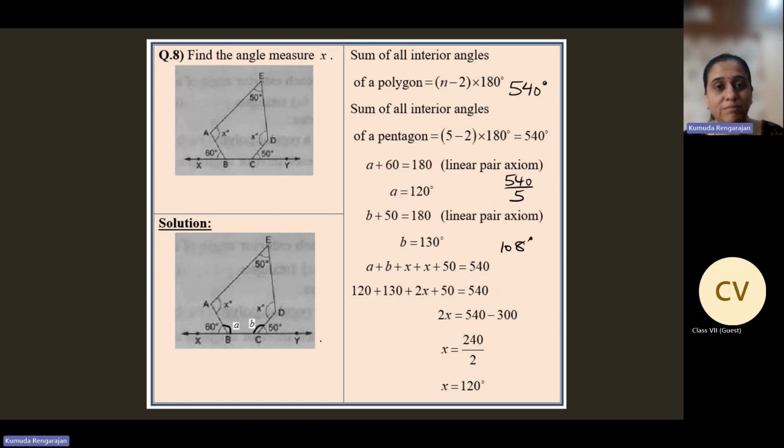In the case of a regular pentagon, the sum of all the interior angles is 540 degrees, right? So each interior angle will be 540 by 5, 108 degrees. Because in a regular pentagon, all the 5 sides are equal and all the 5 interior angles are also equal in measure. So each one will be 108 degrees.